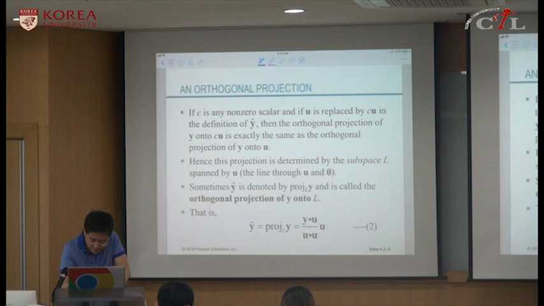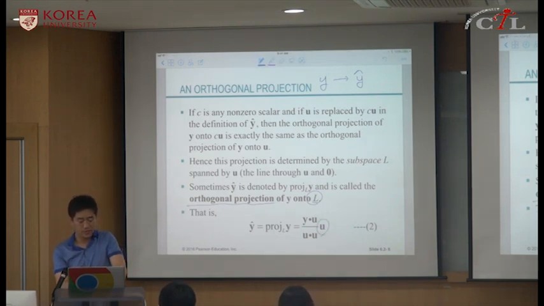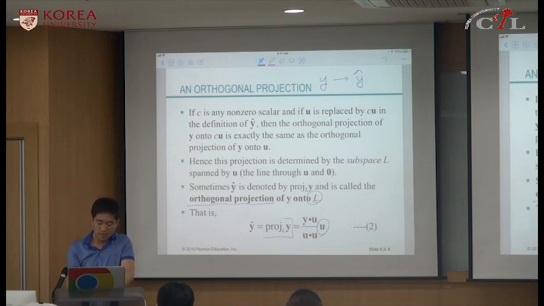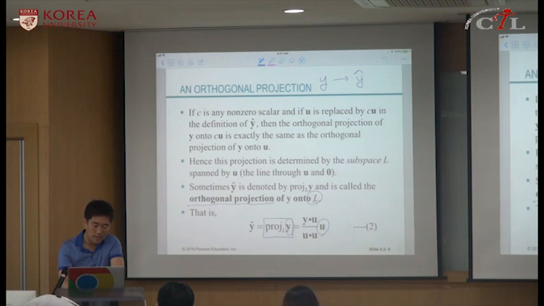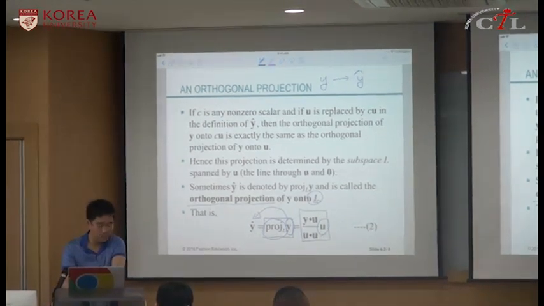Okay, so given any vector y, obtaining y hat, which is an orthogonal projection onto the line L spanned by a single vector u, if we view it as a function that maps y into y hat, that function is written as the orthogonal projection onto the line L, and that is defined by this formula.